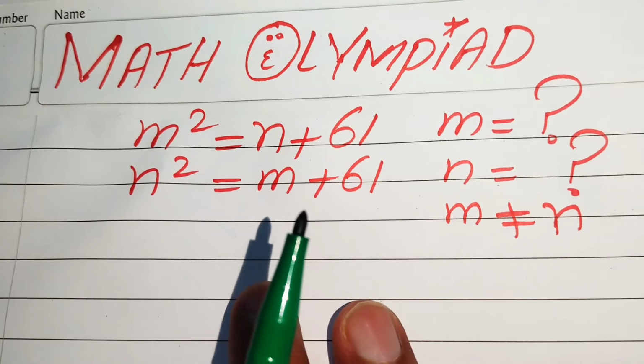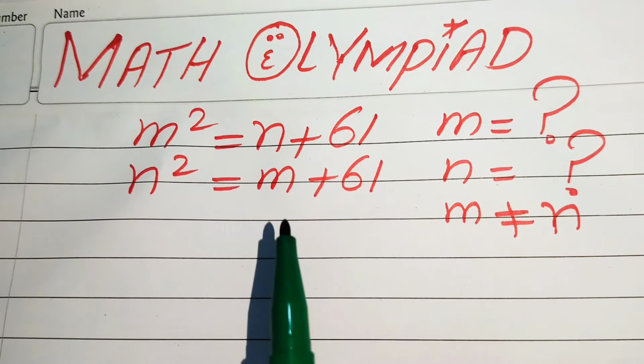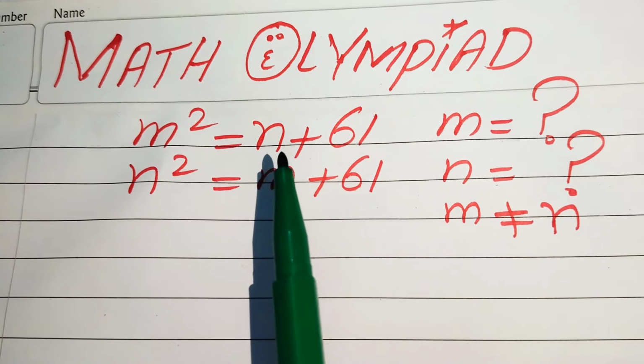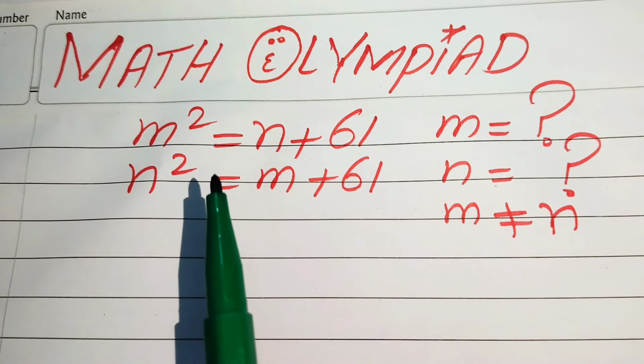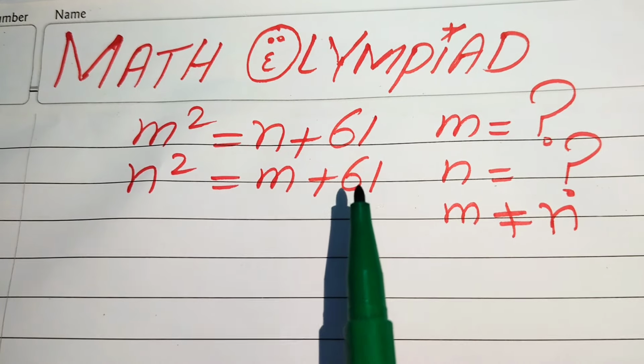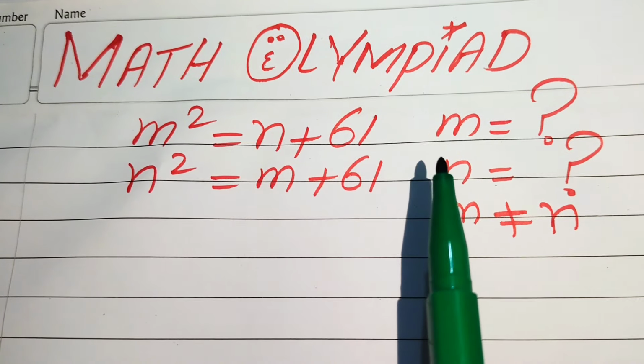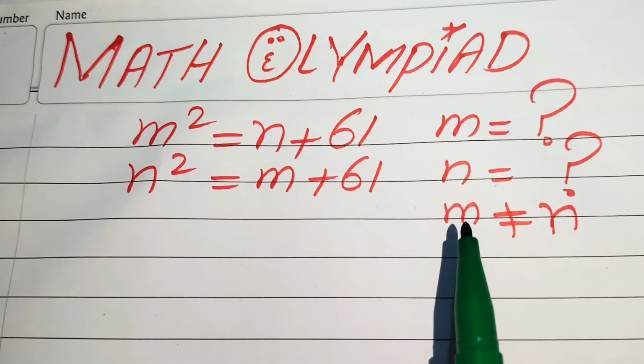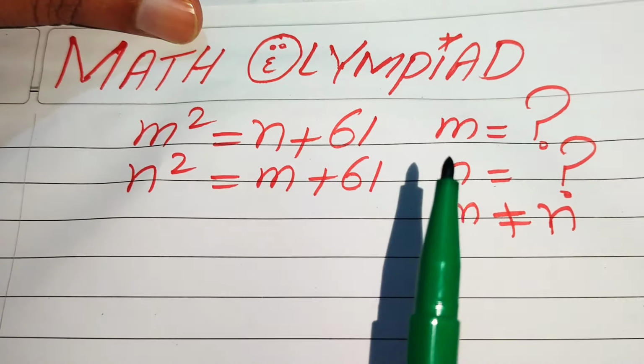Hello everyone, welcome to solve this math Olympiad algebra problem. Here we have m square equals n plus 61 and n square equals m plus 61. In this question we find the value of m and n when m is not equal to n.